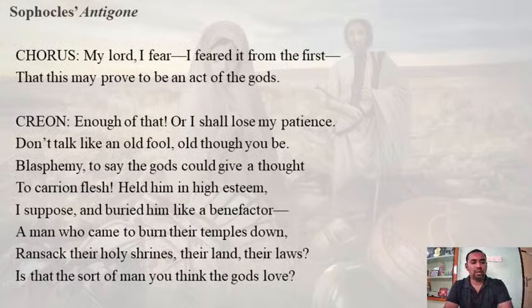Chorus: My lord, I fear. I feared it from the first, that this might prove to be an act of the gods. So this is how the Chorus interprets this particular act, that it was done by the gods.